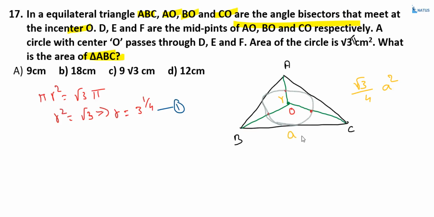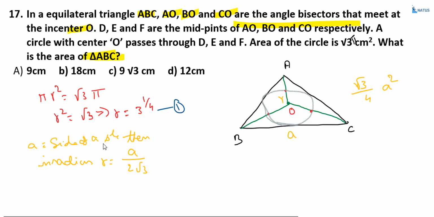Suppose the side of a triangle is equal to A. What is the area of this triangle? That is equal to root 3 by 4 A square. Now, what is the relation between the R and A? That's what we require. Right? Suppose A is the side of a triangle, then all of you listen carefully. Then the inradius R, what is the inradius? This is the inradius, right? R is equal to A by 2 root 3. You must remember this point.